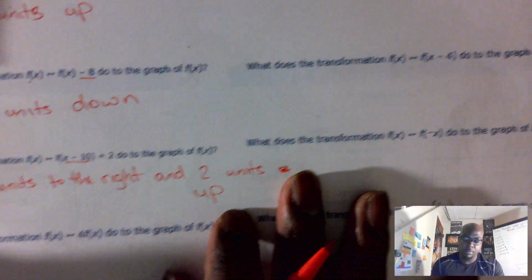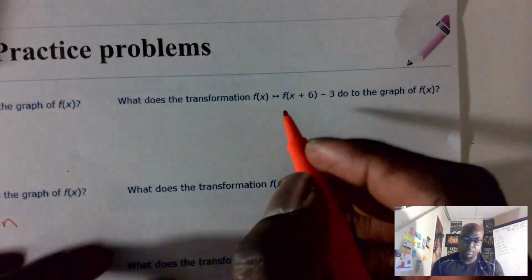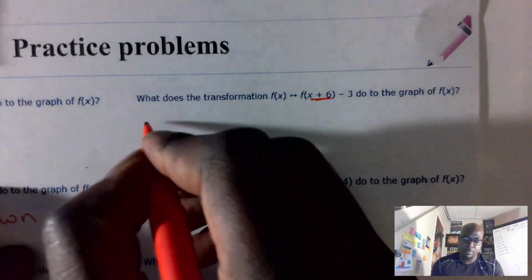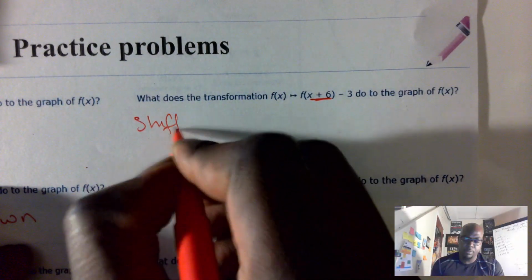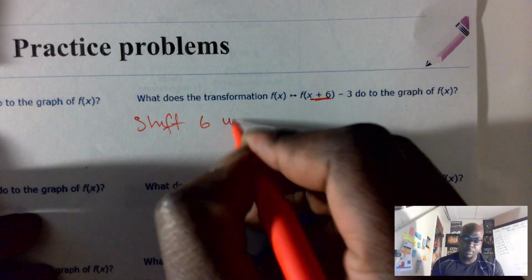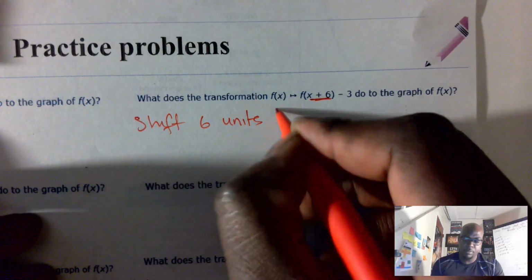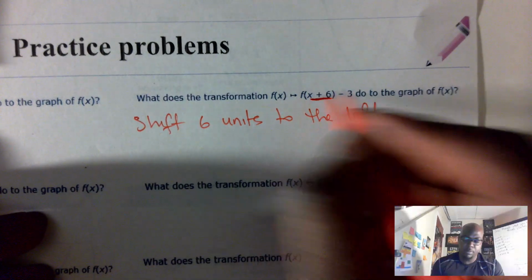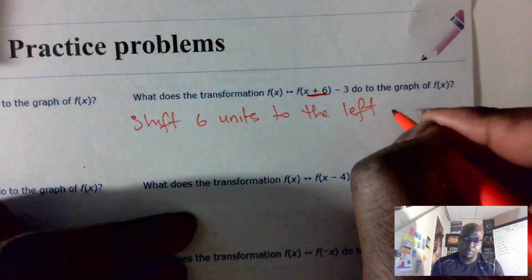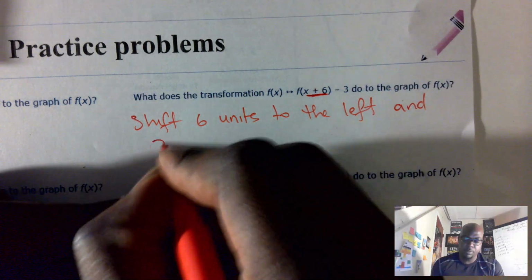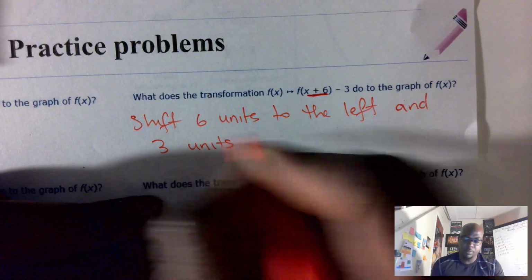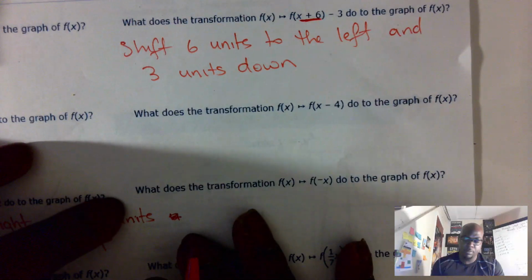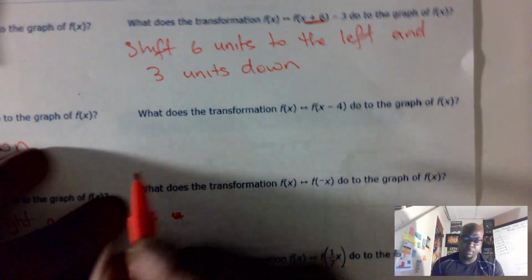Yeah, so let's look at this other one now. Since this is x plus 6, what are we going to do? We're going to shift 6 units to the left, because remember, if you set this equal to 0, you're going to get negative 6. And 3 units down. Good job.